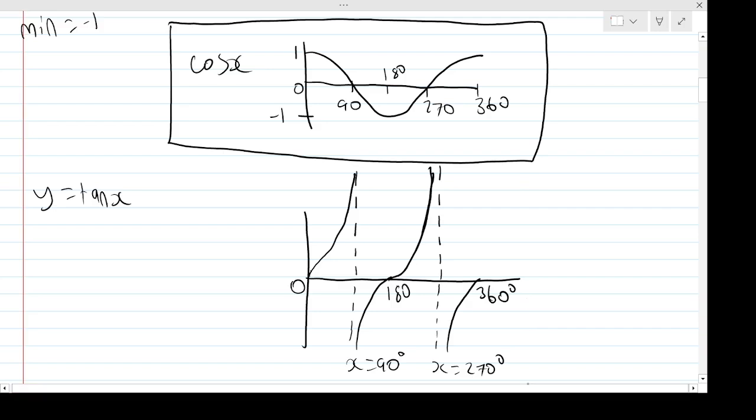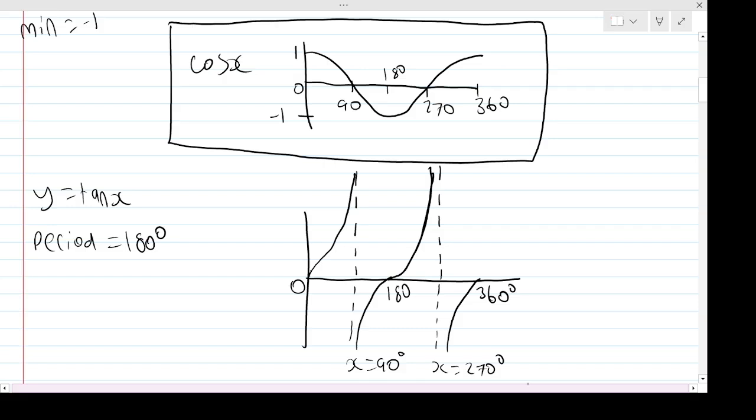But the idea is hopefully you can spot, in a roundabout way, that the period this time, meaning how many degrees until the graph starts to repeat itself, is going to be 180 this time, not 360, right? And so yeah, it's a very different sort of graph, the tan graph, to the other two.